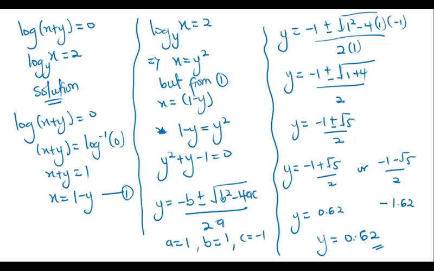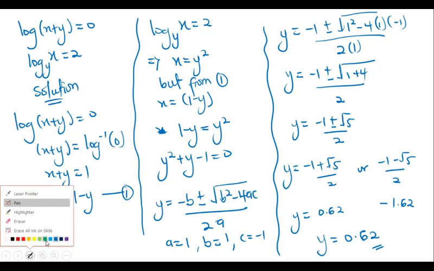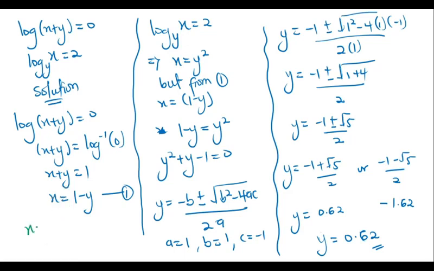Now let's go ahead and finish the question. Now that we have our value of y, we just substitute this value of y into the equation from here, and then we get our value of x. So let me use another color for that. Our x is now 1 minus 0.62. If we subtract 0.62 from 1, we are going to get 0.38. So our value of x is 0.38, and then our value of y is 0.62.